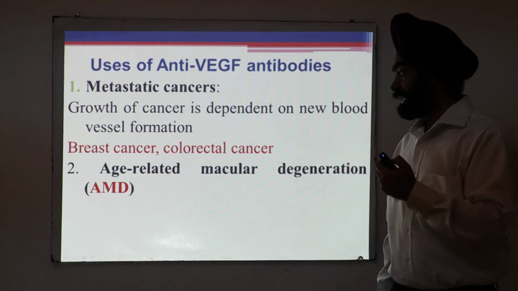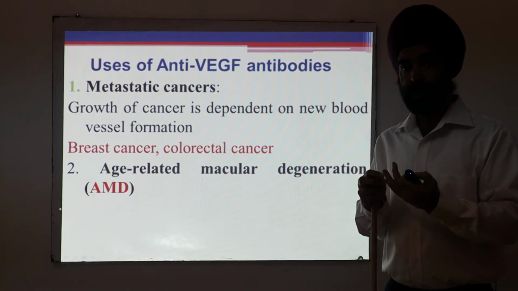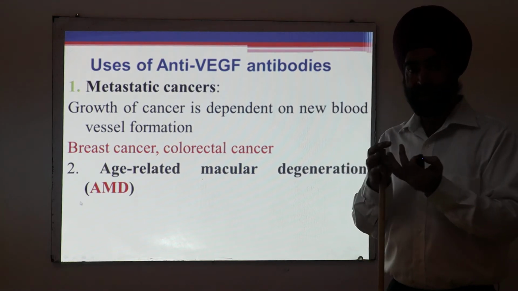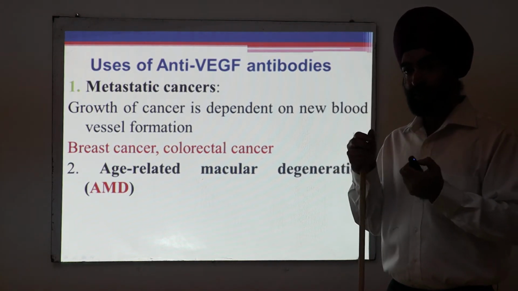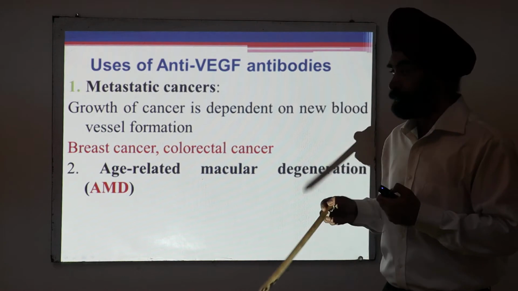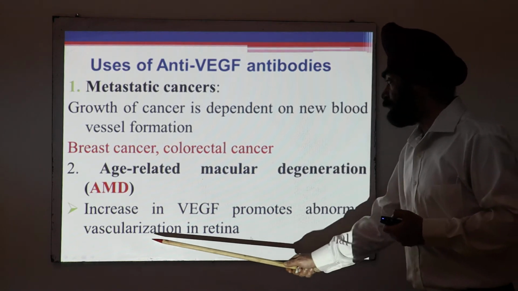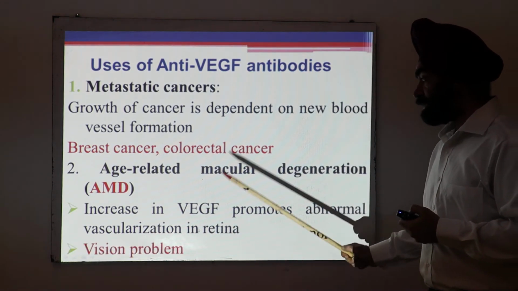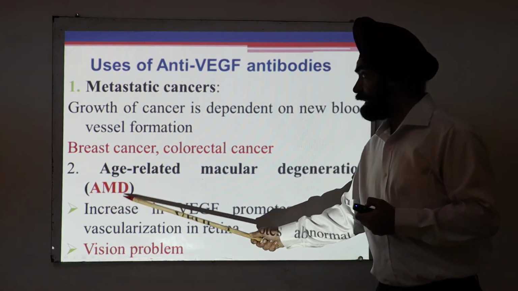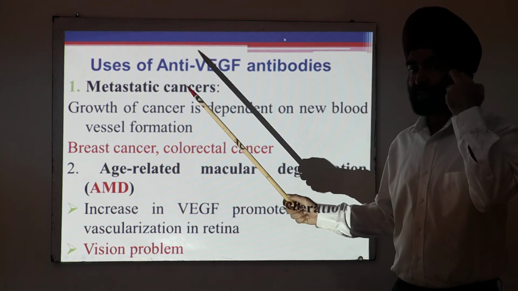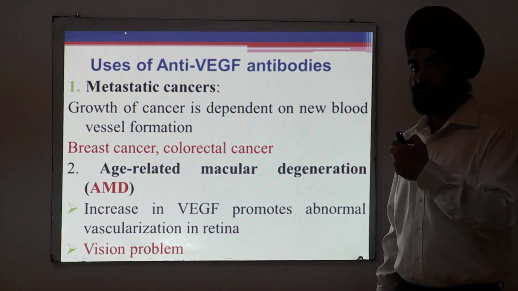What is the abnormality actually? The abnormality is that those blood vessels are more permeable. Permeable means the fluid starts leaking from those blood vessels. Because fluid starts leaking outside, there is more fluid, and it creates the vision problem. So increase in VEGF promotes abnormal vascularization in the retina, which produces the vision problem. In order to overcome this AMD, these kinds of antibodies are injected into the eyes, so that this vision problem can be overcome. So this is the first class of monoclonal antibody.